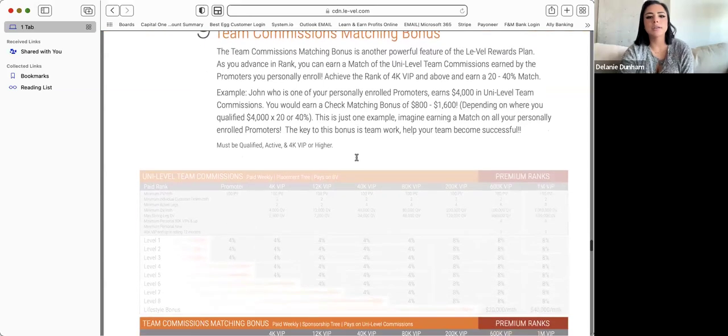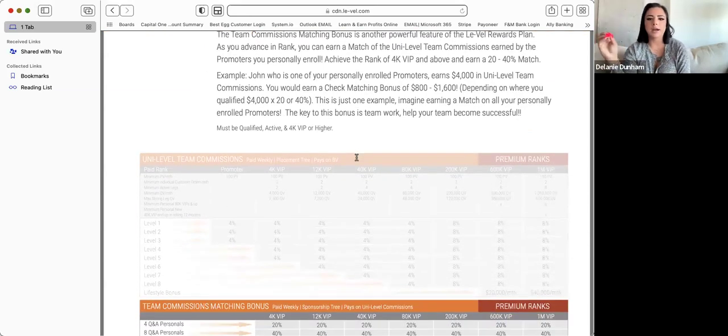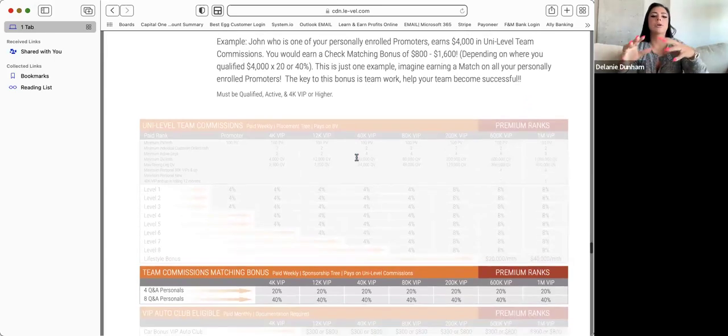So in order to unlock this, you have to be a 4K or higher, and you're going to get paid off of anybody that is your personally sponsored who is a 4K or higher. Okay. So you can earn between 20 to 40%. And to earn 20%, you have to have 4 qualified and active personally enrolled promoters.